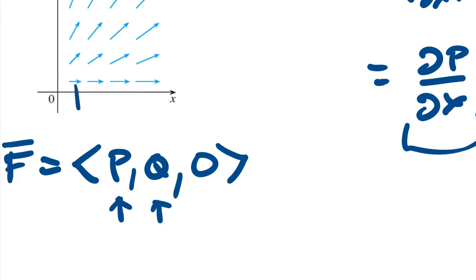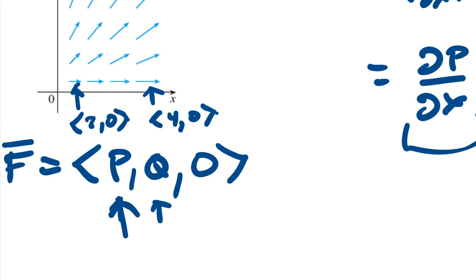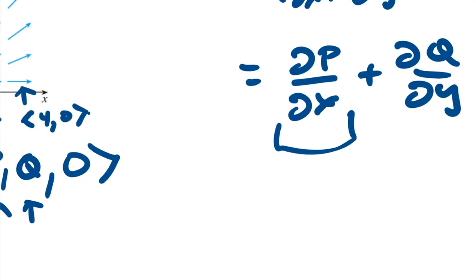So for example, this vector here would possibly be, let's say, (2, 0), and over here this might be something like (4, 0). Looks like maybe twice as big. So in the x direction, the x's are getting bigger. So the partial of P with respect to x is greater than 0.